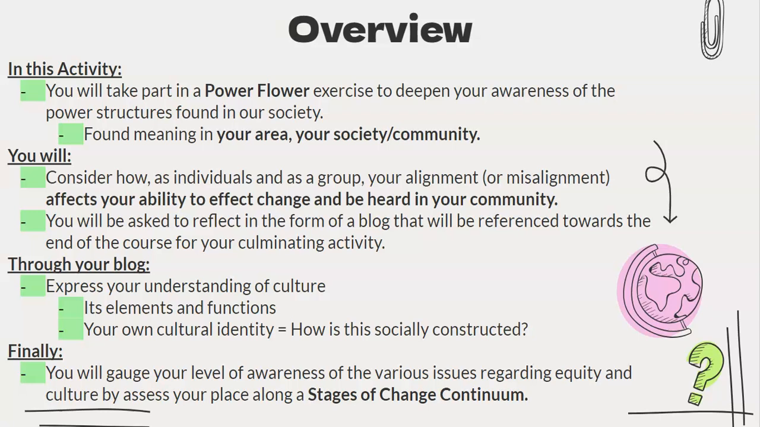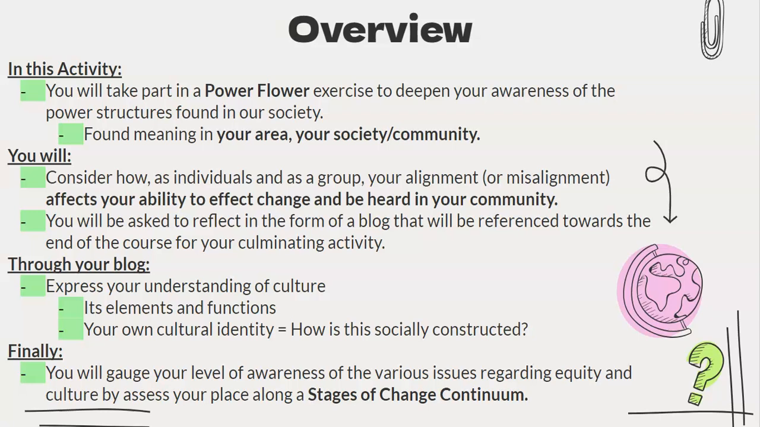So in this activity, what you will be doing is you'll be taking part of the power flower that will really help you to have a stronger awareness of the structures found in our society. So this meaning in your area, in your community, in your group. What you will need to consider is how, as an individual and as a group, your alignment or misalignment affects your ability to affect change and be heard in your community. So if you find that you do align with many of the things that are seen in your society and in your community, how does that affect your ability to be heard? Or if you're completely on the opposite side, maybe how does that affect that?